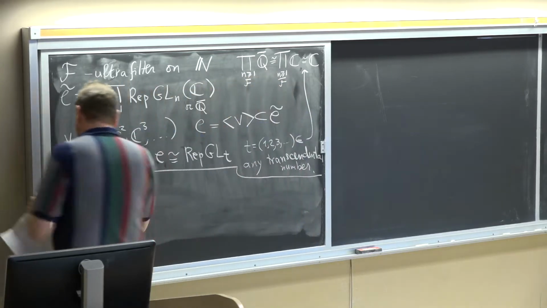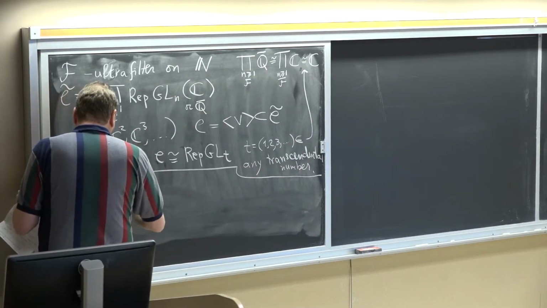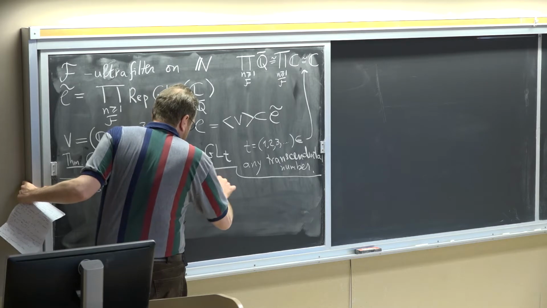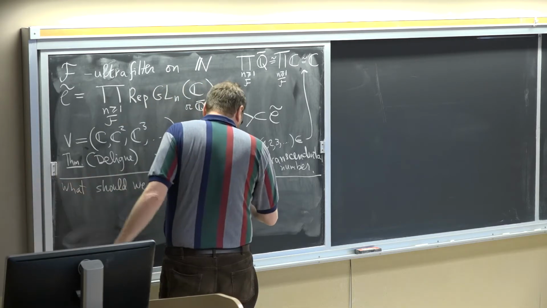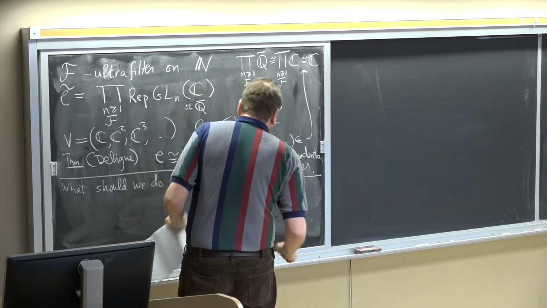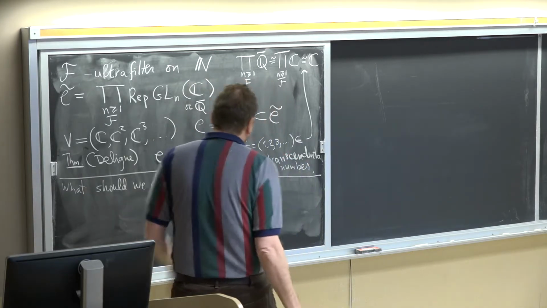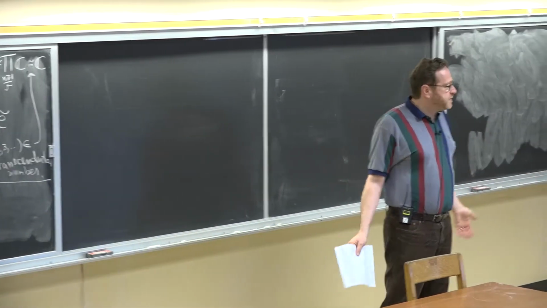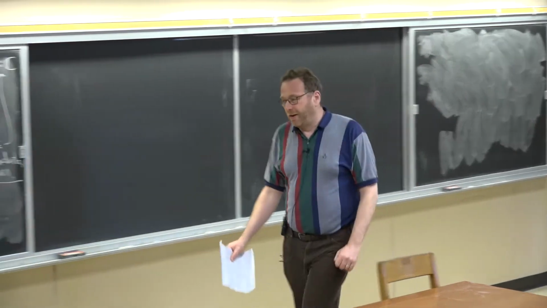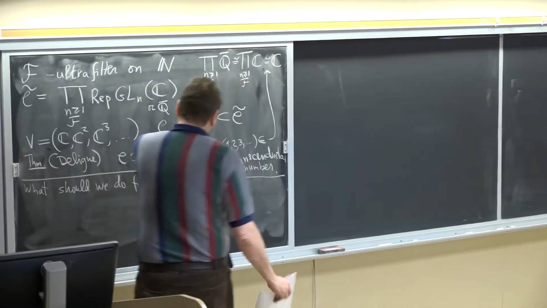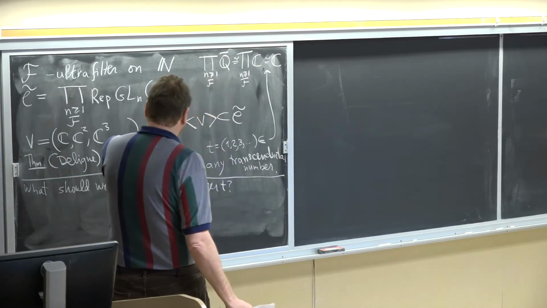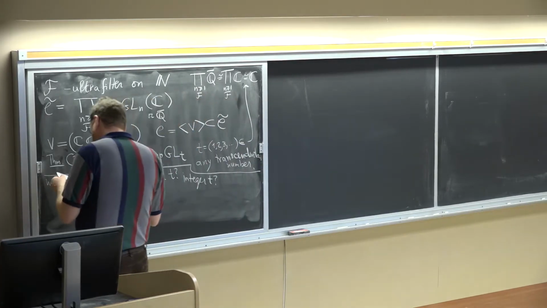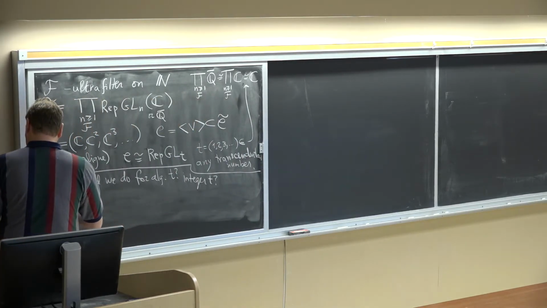But the question is, what should we do for algebraic t? And in particular for integer t. Because after all, for transcendental t, it's not very interesting, because we already have a much more explicit construction for transcendental t. So what we wanted to get is for integer t, this category was not abelian, and we wanted to obtain the abelian envelope. So what should we do? Well, in this case, we should use the positive characteristic.